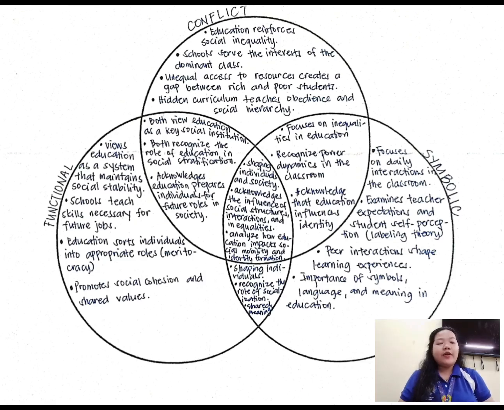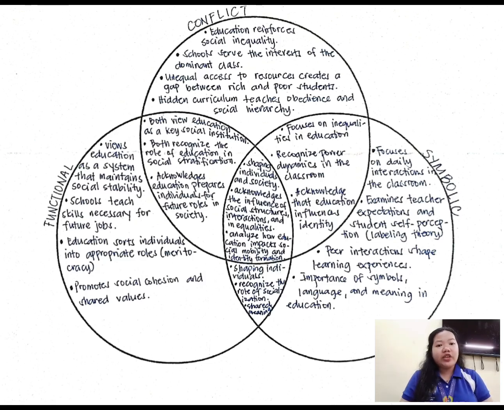So the second is those theories acknowledge the influence of social structures, interactions, and inequalities. So functionalists focus on how education benefits society as a whole, while the conflict theorists highlight its role in reinforcing class divisions. And the symbolic interactionists study the micro-level effects of social interaction. So they are connected to each other. In third, or the last one, they all analyze how education impacts social mobility and identity formation.